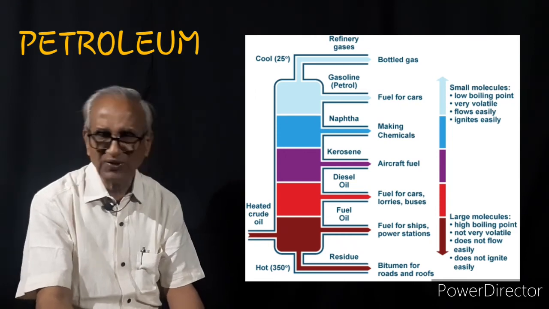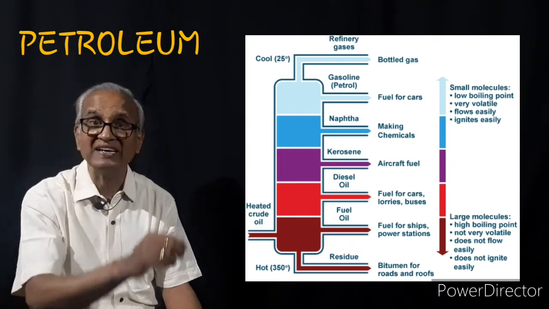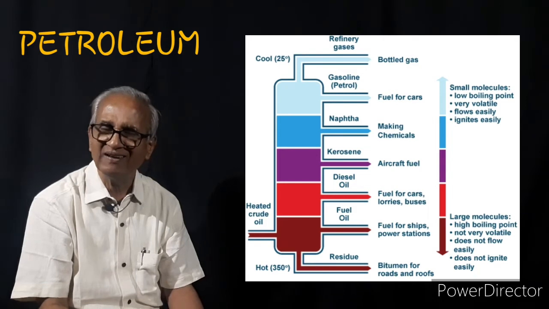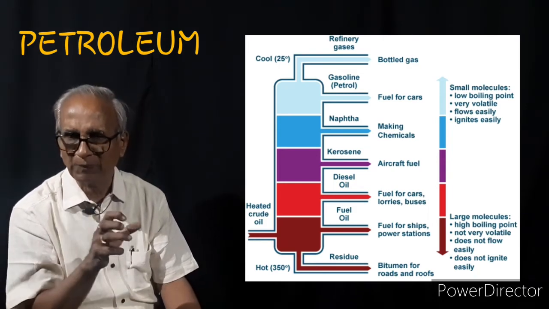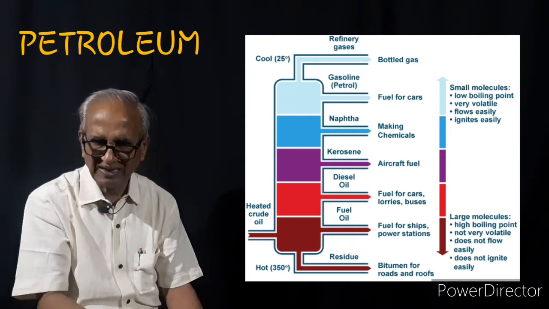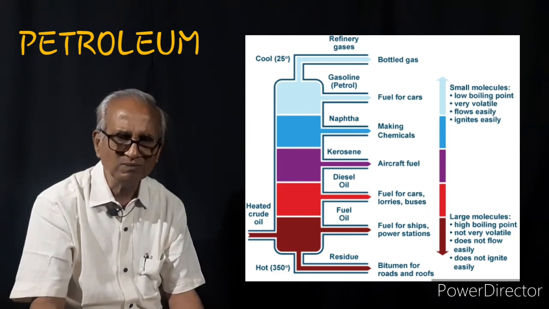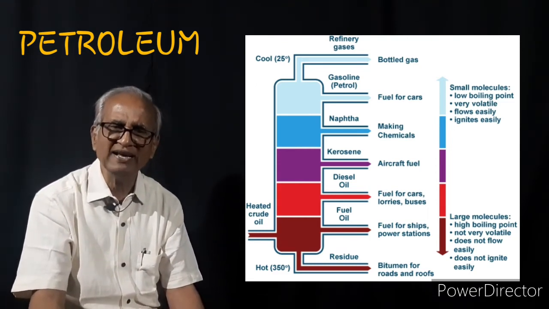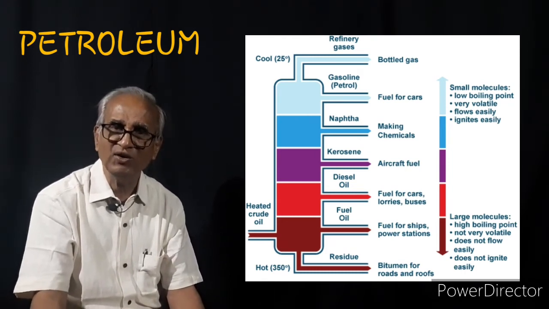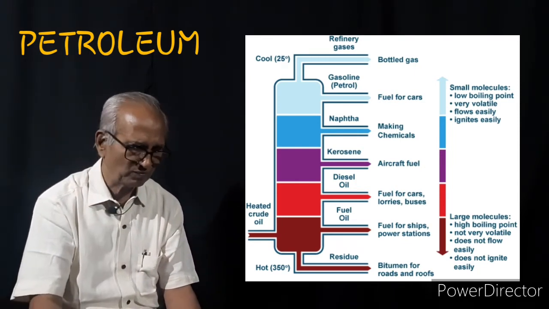Now, places where fractional distillation goes on are called oil refineries. Oil refineries take out all the different products of petroleum by differing the temperature level. These oil refineries are huge, highly expensive to put up, but they are required, without which you will not be able to get the various components of petroleum separated.